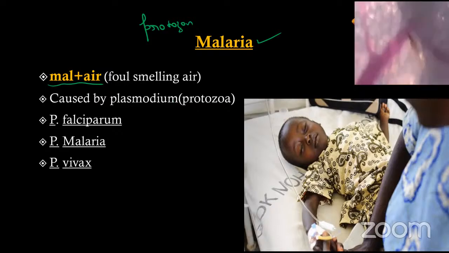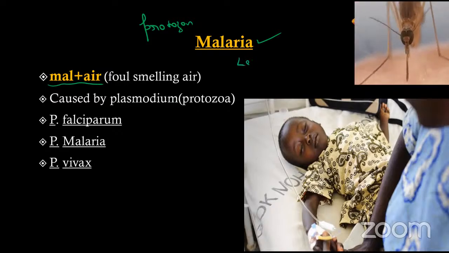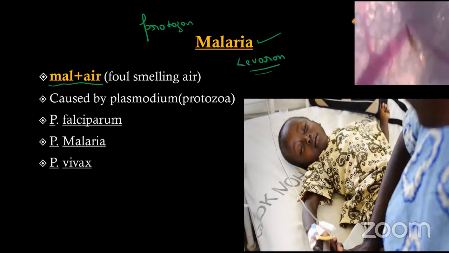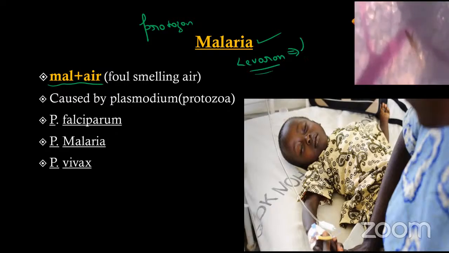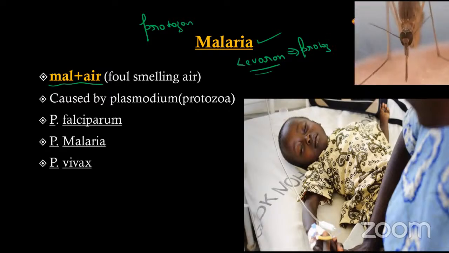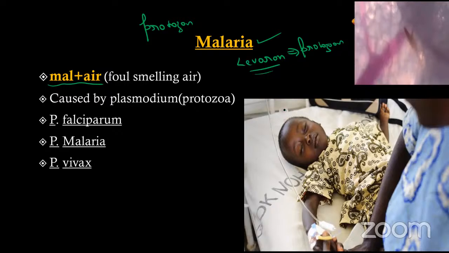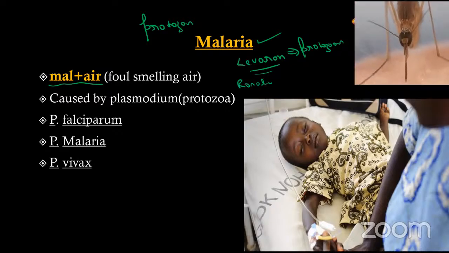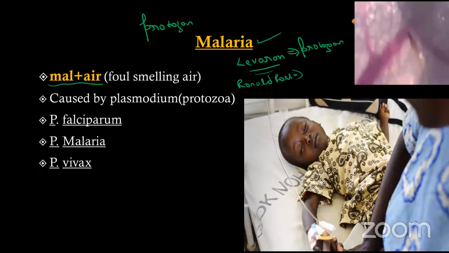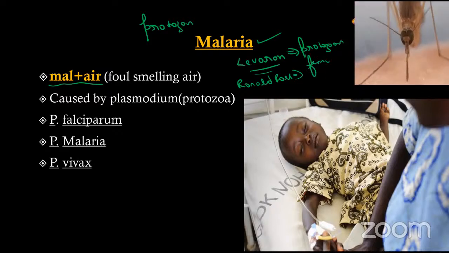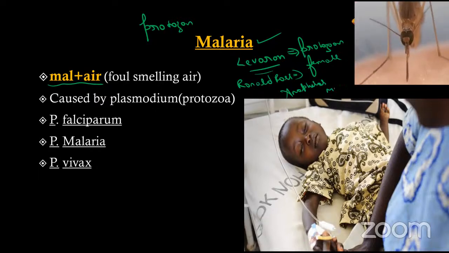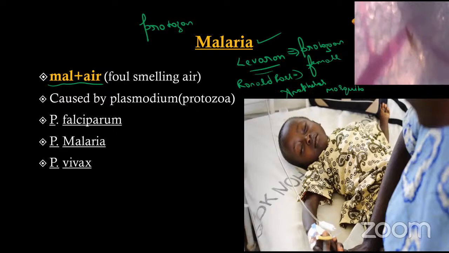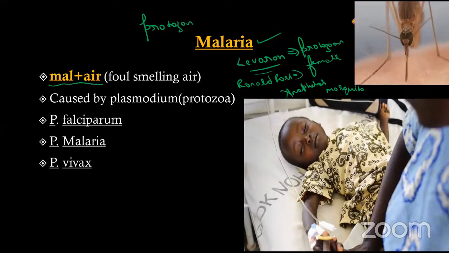But no. One scientist, Laveran, disproved that it is caused by foul smelling air. It is caused by a protozoan. Another scientist, Ronald Ross, an Indian scientist, proved that it is transmitted through the female Anopheles mosquito. Students, malaria is transmitted by the female Anopheles mosquito.